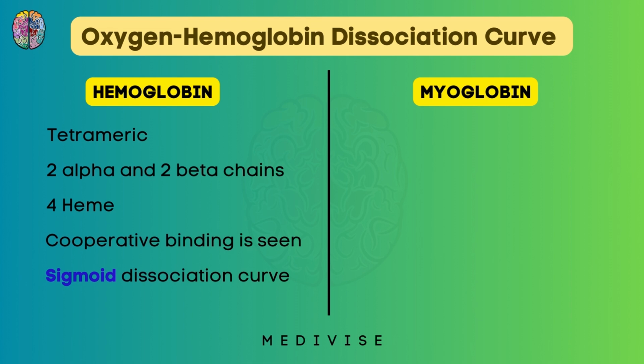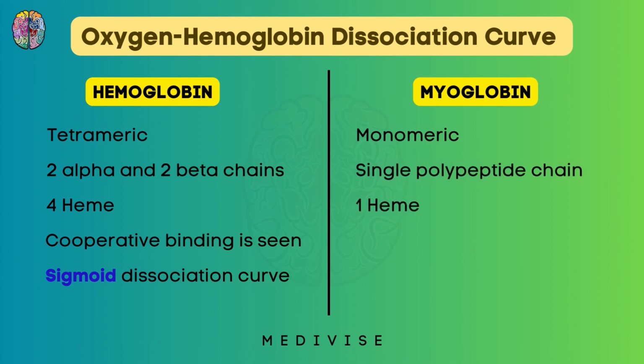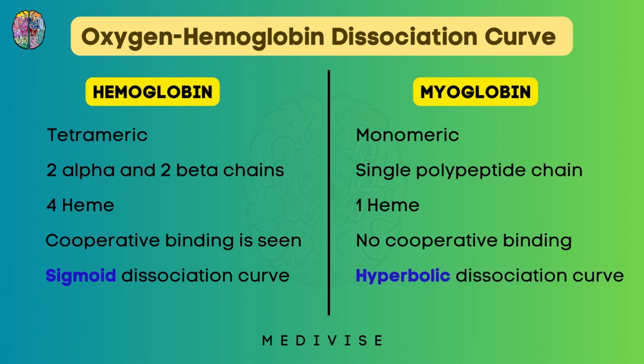What about myoglobin? Here the myoglobin is monomeric, meaning it has a single polypeptide chain. It has one heme. Now it is very logical. If I ask you, will cooperative binding be seen here or not, what will be your answer? There will be no cooperative binding seen here. Why? Because binding of one oxygen molecule makes it easier for other oxygen molecules to bind, right? But here only one oxygen will be able to bind because it has only one site. So there is no cooperative binding seen here. And a hyperbolic dissociation curve is seen. Let's see what that looks like.